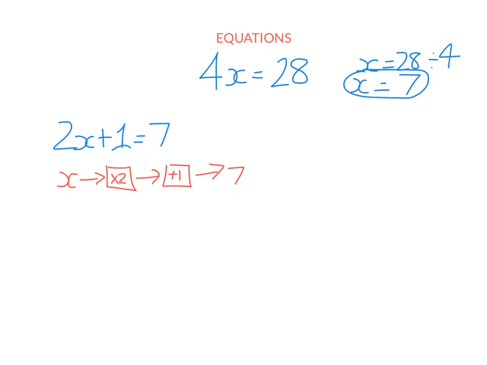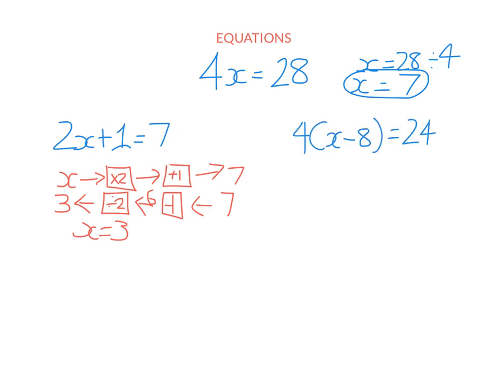To solve the equation, I start with my answer 7 and go the other way. Instead of adding 1, I subtract 1. So 7 minus 1 is 6. And then instead of timesing by 2, I divide by 2. So 6 divided by 2 is 3. So the solution here is x equals 3. If I substitute 3 for x here, I get a true statement. When we're undoing what's been done to x, we need to undo in the opposite order to BODMAS. So when I'm undoing, I undid this addition first and then I undid the multiplication. So let's look at an equation like this.